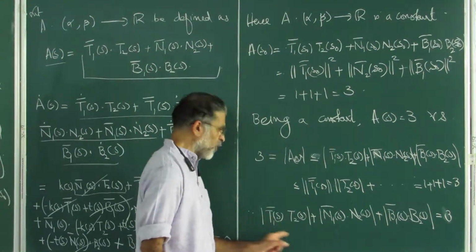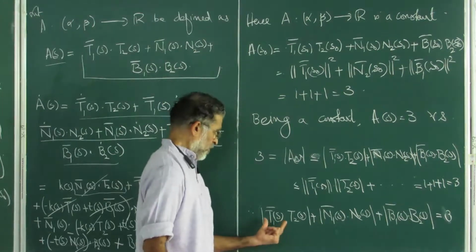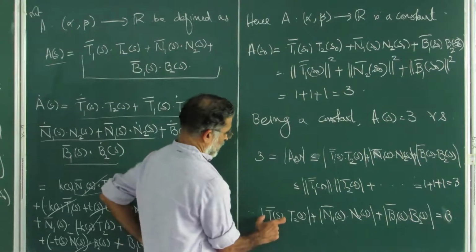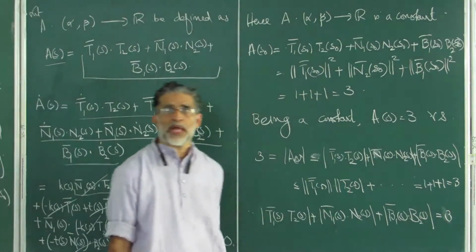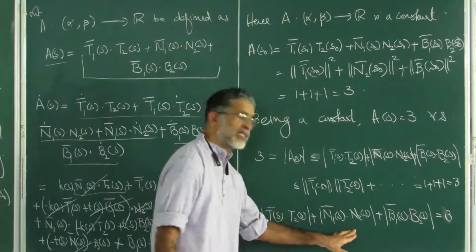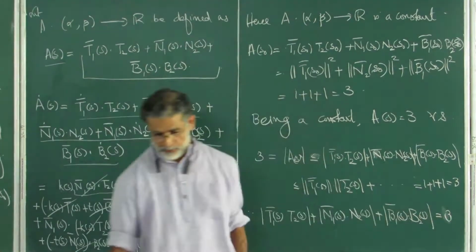And this is going to be less than or equal to 1 because we have already written here the modulus of A dot B is less than or equal to mod A into mod B. So this is less than or equal to 1. This is less than or equal to 1. This is less than or equal to 1. And the sum is 3.